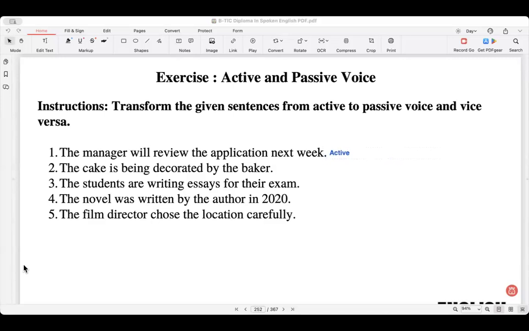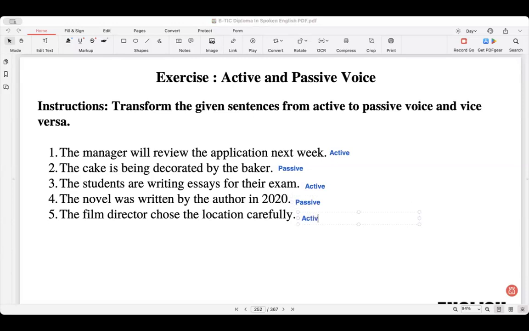The cake is being decorated by the baker. I think this is passive. Yes, very good. That is correct. Next, the students: active. The novel was written: passive. Why do you say it's passive? Because the novel, right? So that is passive. Next, the film director: active. Yes. Now you're able to identify active and passive.